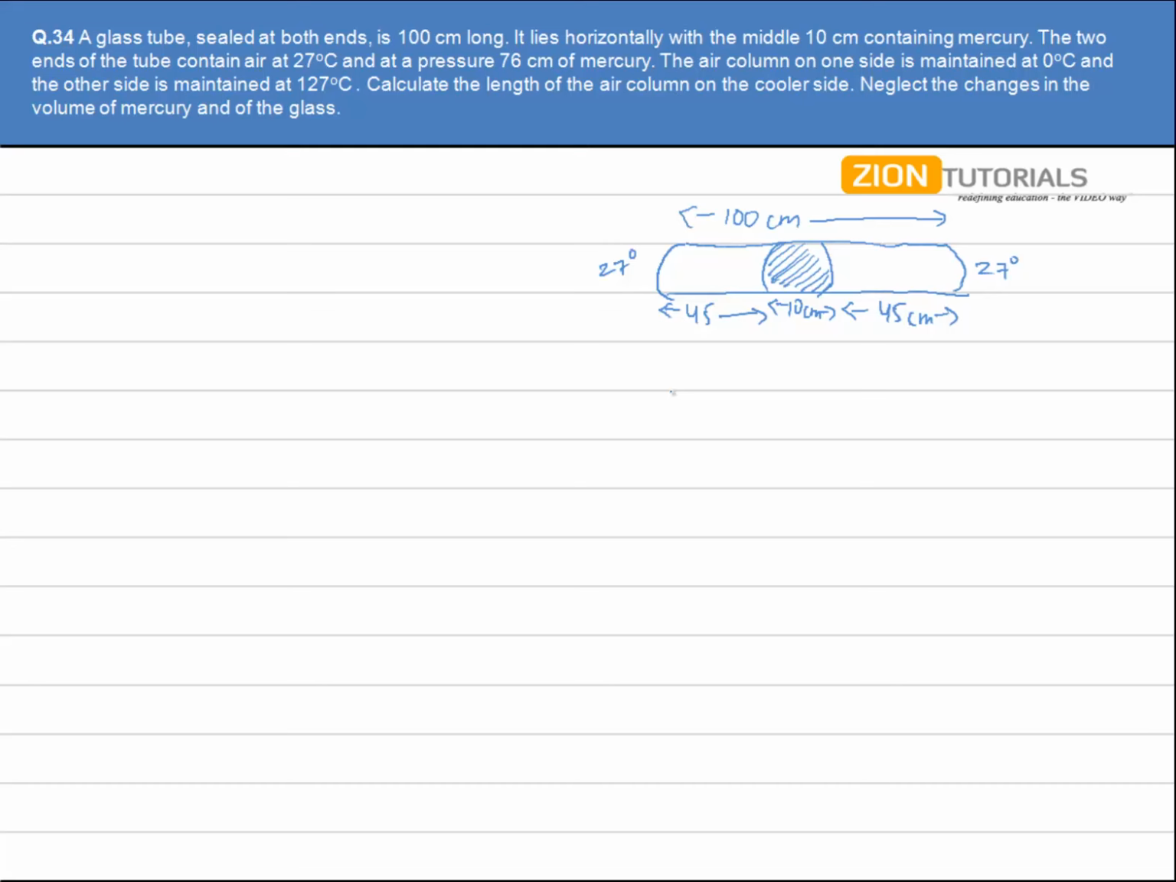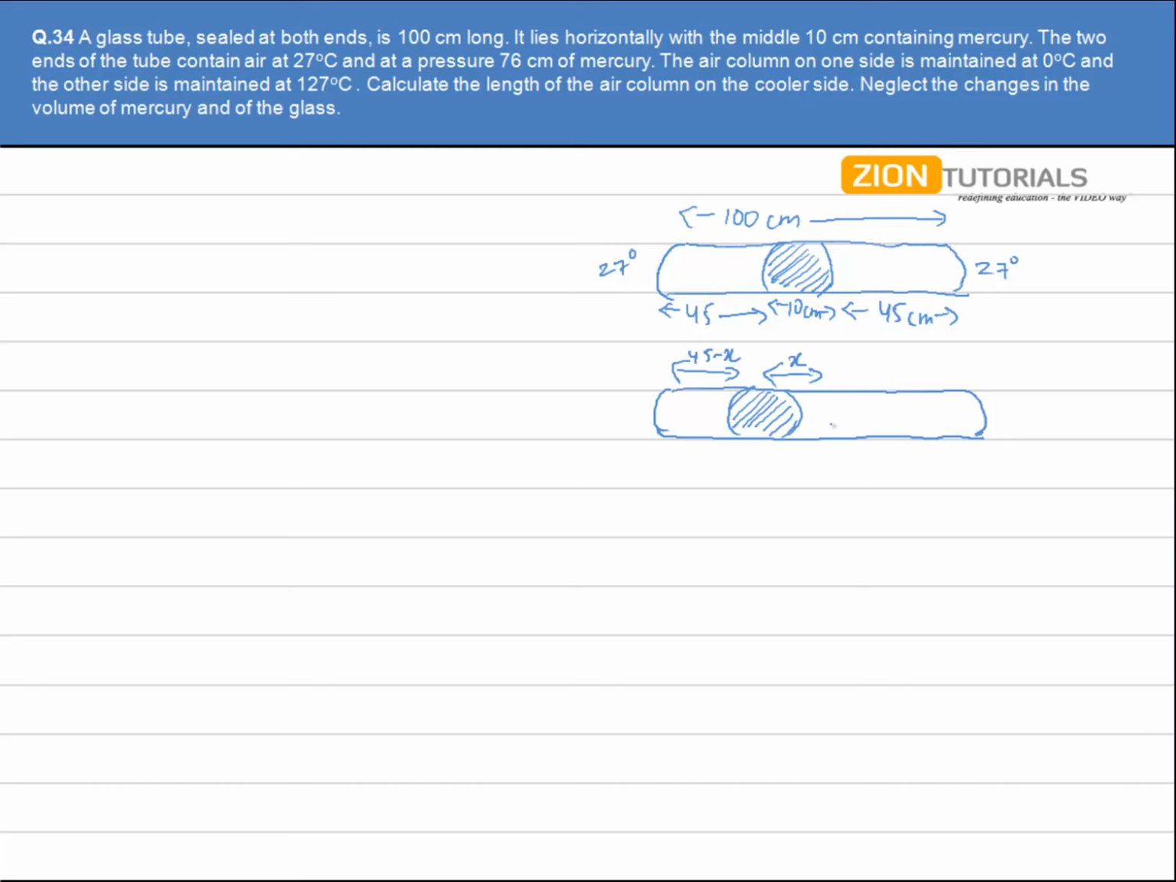Now afterward what happens is that this mercury shifts somewhere. It can shift either right or left. Let us assume that it has shifted towards the right by a distance x. So that means this distance, what will this be? This would be 45 minus x, right? Because earlier it was 45. Now the mercury has shifted x towards the right.